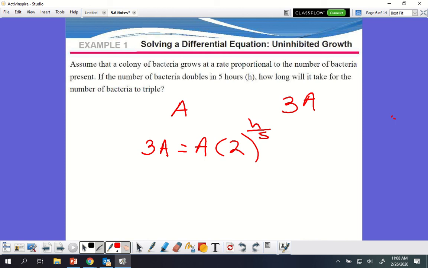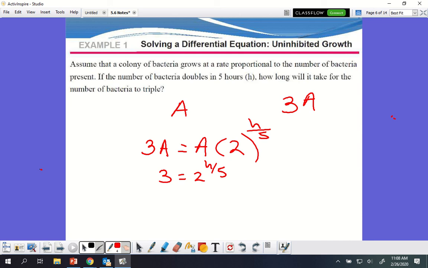So there's different ways of doing it. This is one. It's going to give you an approximation which is really close. Okay, it's not using the e on this one, but this one is really close. Okay, I'm going to work this one out, and then we're going to show what we get. So what would I do here? Divide by A, right? So I should get 3 equals 2 to the h over 5, right?